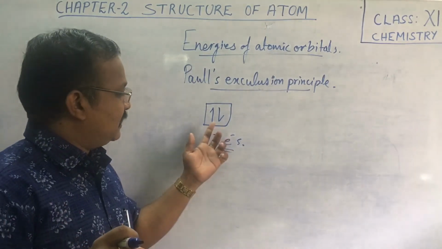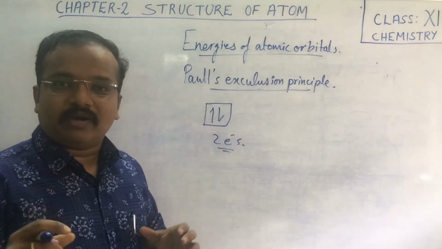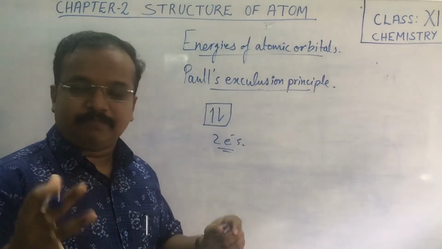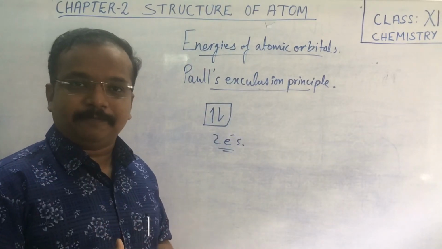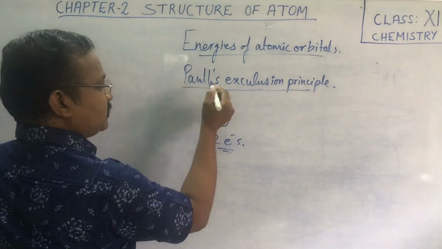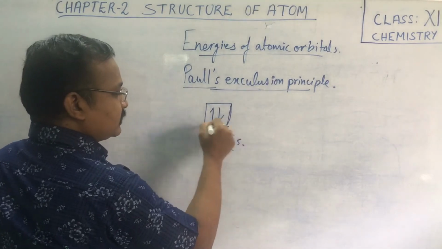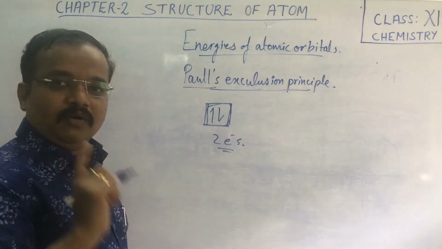This means in a particular orbital you cannot have all the 4 quantum numbers the same. At least the spin quantum number, represented by these up and down arrows, must be different. That is what Pauli's exclusion principle says. The main essence is that not more than 2 electrons can be put in one orbital.